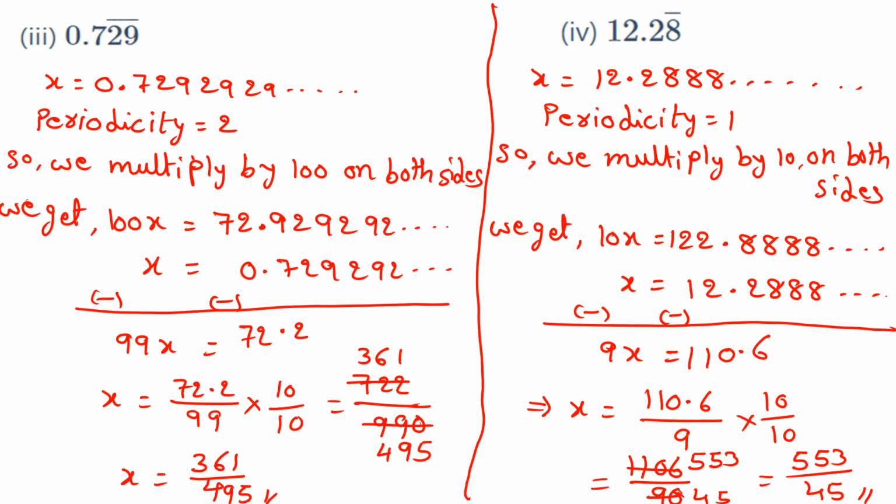Another method is there for finding non-terminating repeating decimals in P by Q form very easily, within 2 seconds. Let us see how we can find it. Children, let us see this non-terminating repeating decimal. How can we write it in P by Q form within a second? P is called the numerator and Q is called the denominator, right? So what should we take in the numerator and denominator?